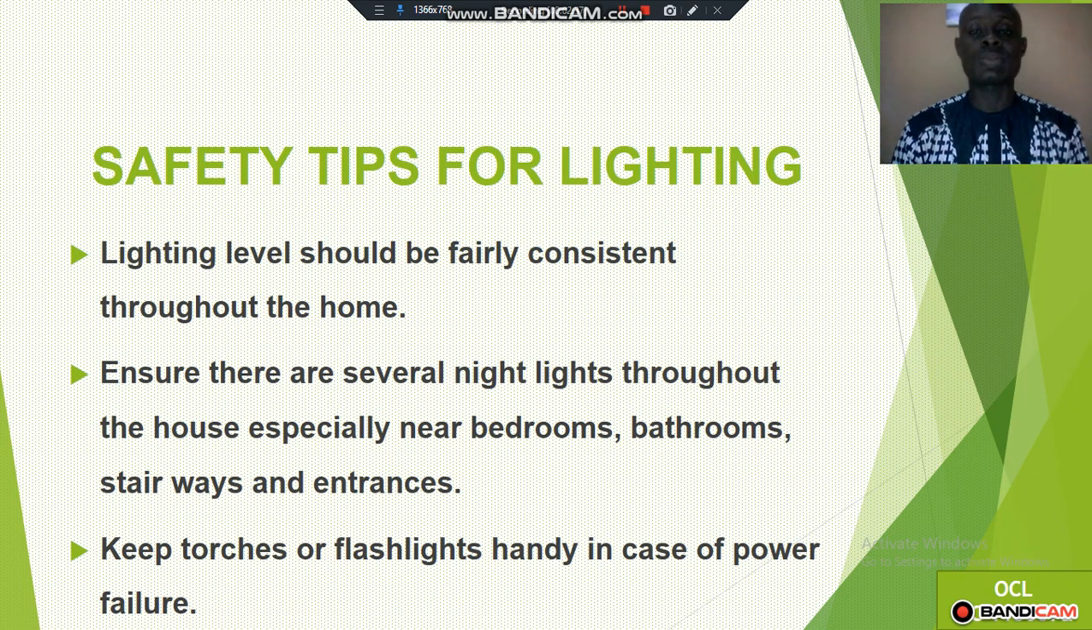Move to safety tips for lighting. Lighting level should be fairly consistent throughout the home. You must make sure that your home is well lighted, with proper illumination, let there be no dark areas. You must ensure there are several night lights throughout the house, especially near bedrooms, bathrooms, stairways, and entrances, because these are sensitive parts of every building.